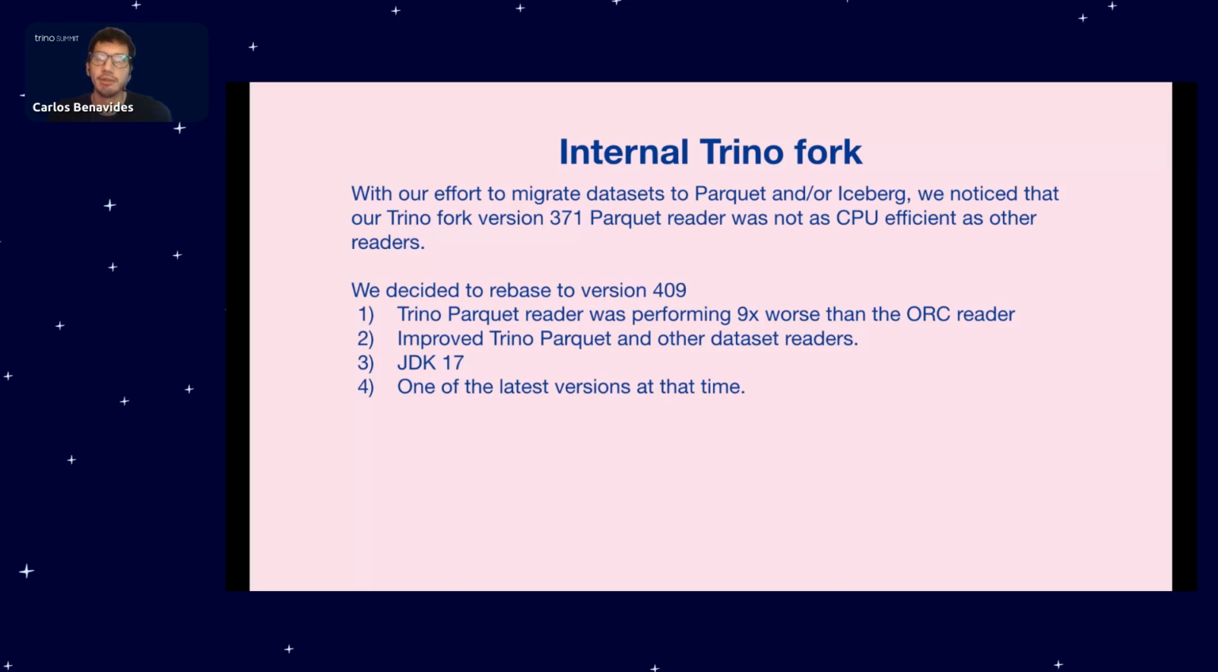We noticed that newer versions of Trino at the time addressed this issue, and we decided to rebase our Trino version to leverage the optimizations from upstream. We decided to rebase on Trino version 409 as we wanted to leverage the new optimized Trino dataset readers. We also wanted to be on JDK 17, and it was one of the latest Trino versions at that time when we decided to rebase.